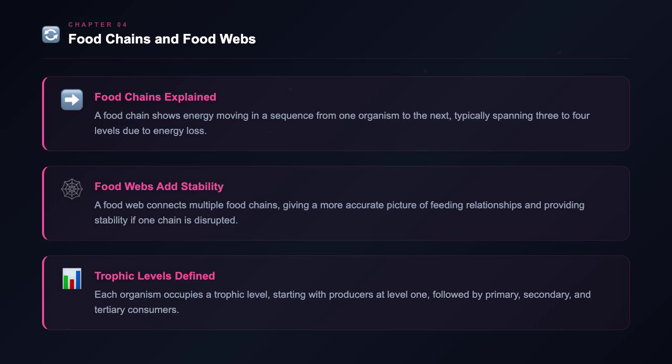A food web connects multiple chains, giving a more accurate picture of feeding in nature. This interconnection provides ecosystem stability. If one chain is disrupted, organisms can find food through other connections. Organisms have a position in a food chain called a trophic level, with producers at the first level, followed by primary, secondary, and tertiary consumers.